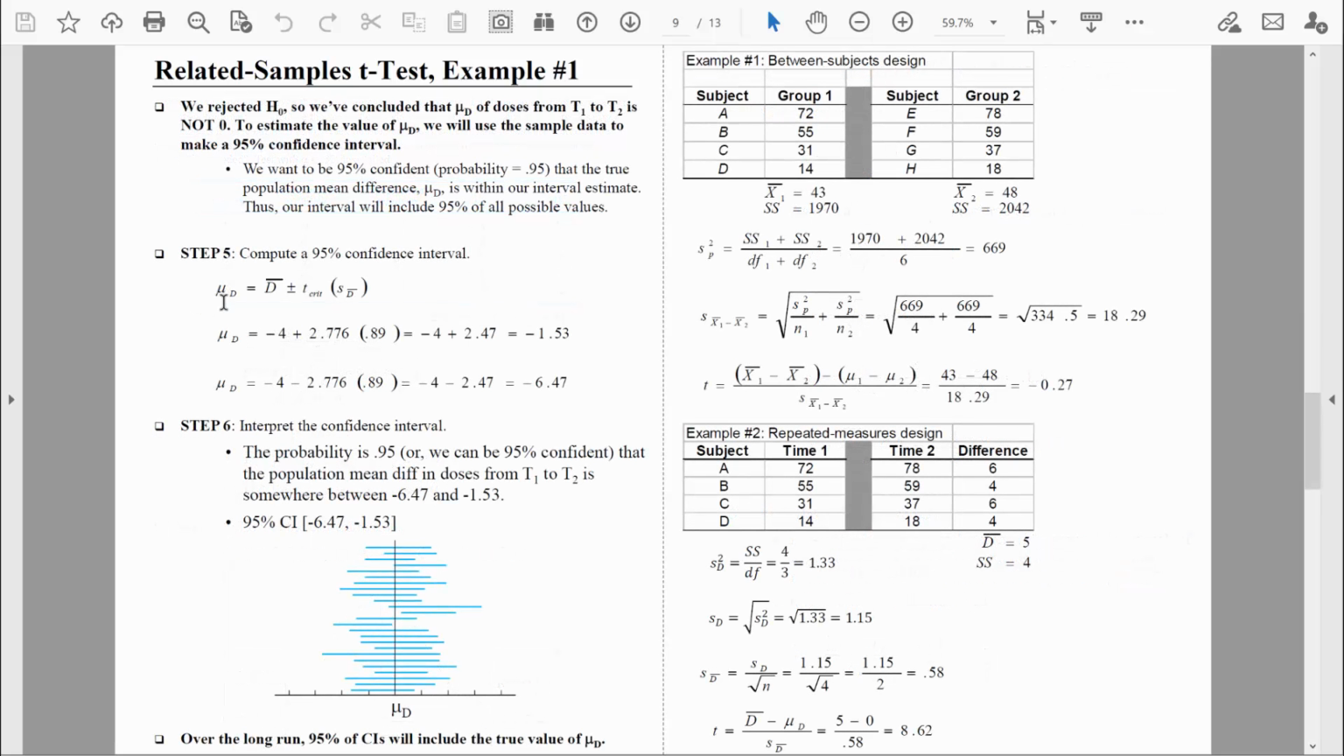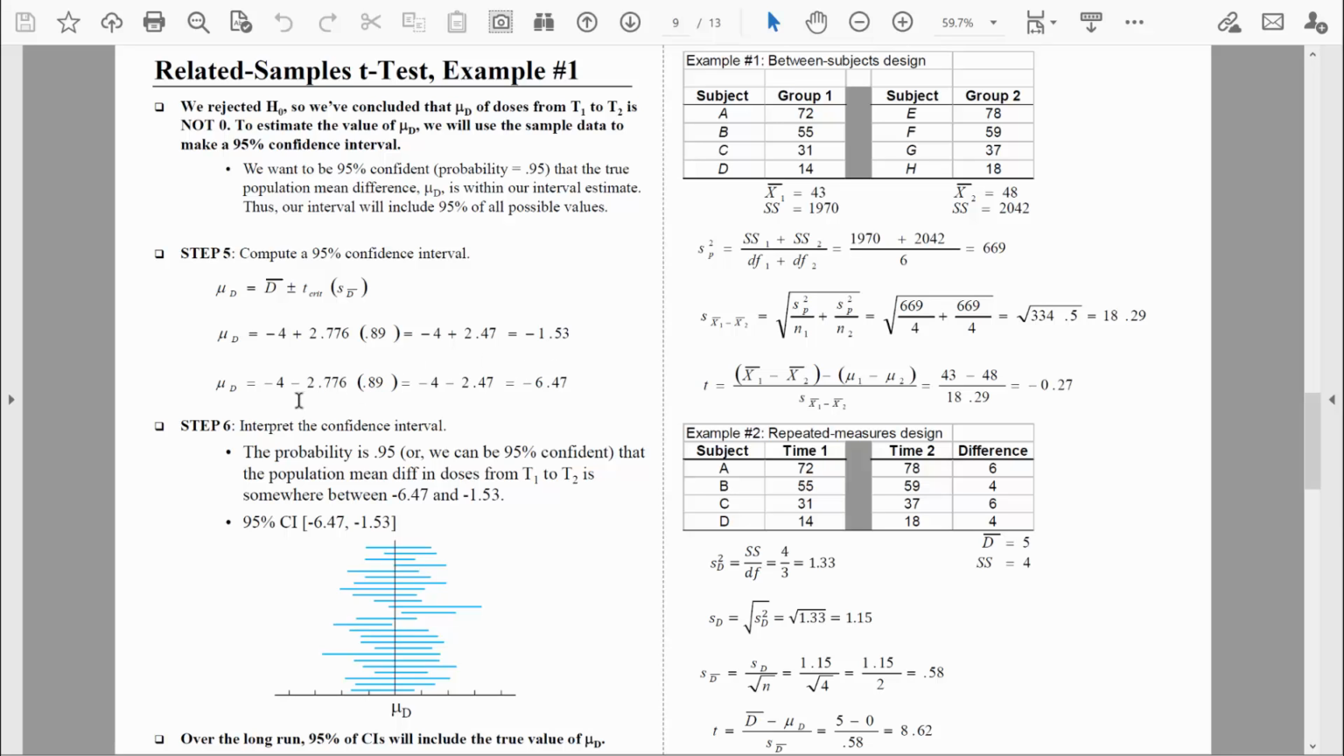In order to estimate the true population mean difference in doses, we'll start with that sample mean of negative 4. And then to that, we will add and subtract that critical t-value multiplied by the standard error. So to compute the upper limit of the confidence interval, we'll take negative 4, and then we will add 2.776 multiplied by the standard error of 0.89, and that gives us negative 1.53 doses.